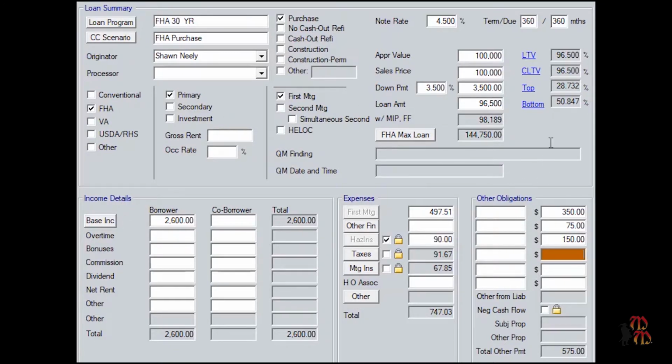Now, debt to income ratio. When we add in this, which is a total of 575, plus this, and divide it by the 2,600, it's saying that that's taking up 50% of your available income. And remember, this is before taxes. So what you actually have in your hand might be a little bit less. So this is pretty generous. This is how you figure out your debt to income ratio.